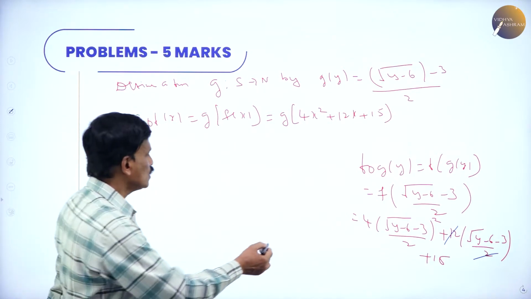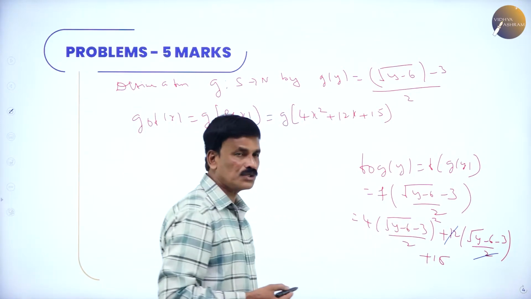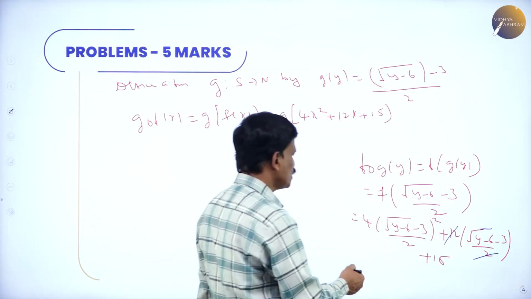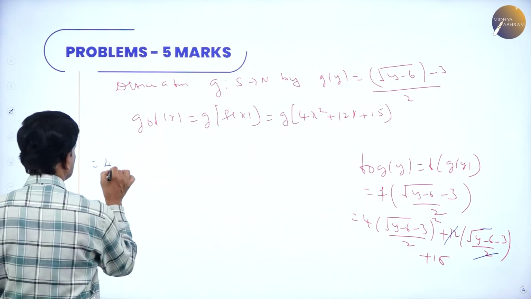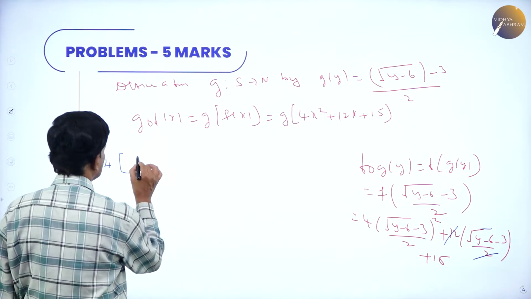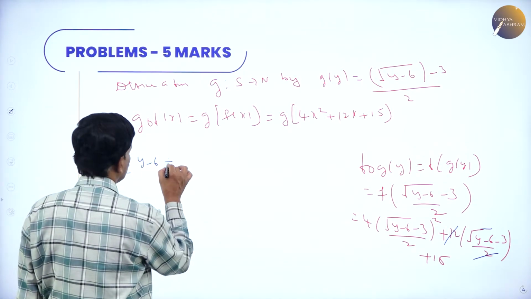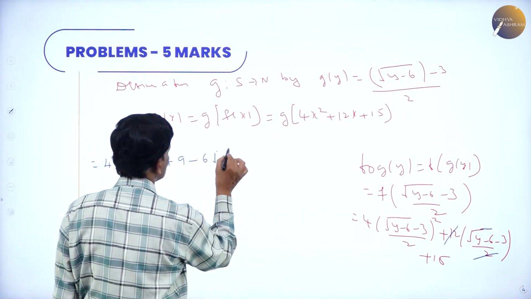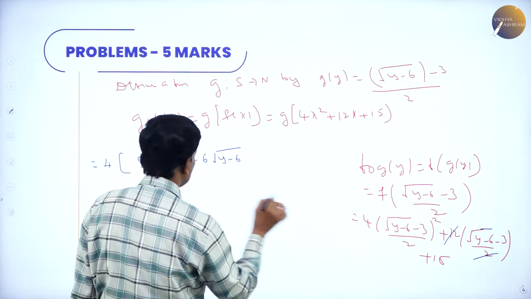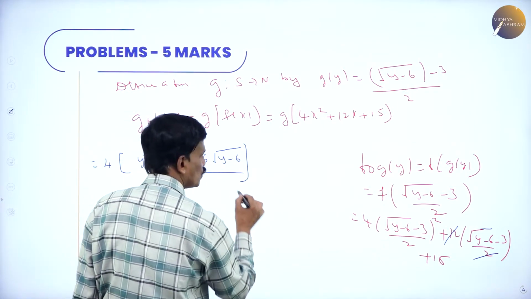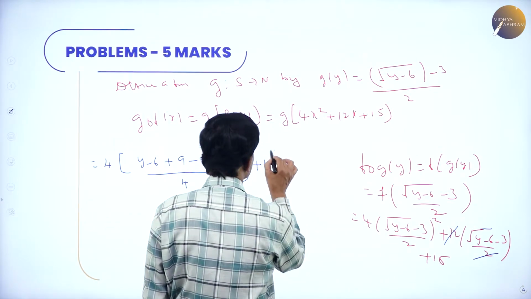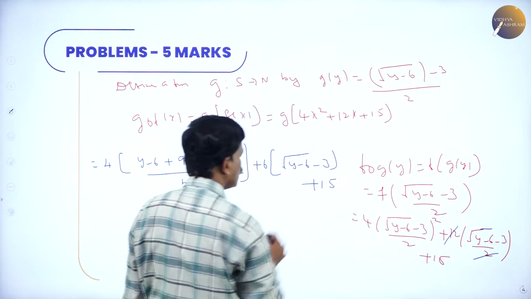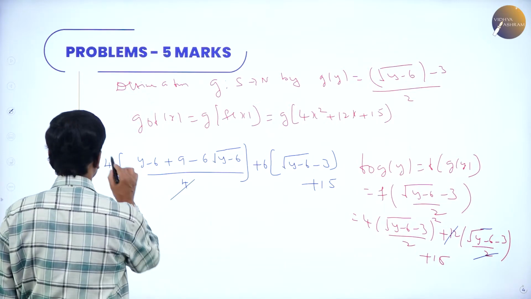Now let me simplify this. So 4 into ((root of y minus 6 minus 3) by 2) whole square plus 12 into this, the 2 gets cancelled. So simplify this. What is the answer we are going to get? I will simplify it. 4 into square root gets cancelled: y minus 6, a square plus b square, 3 square is 9, minus 2ab, 2 into 3 is 6, into root of y minus 6, divided by 2 square, which is 4, plus this 2 6 gets cancelled: 6 into root of y minus 6 minus 3, plus 15. Simplify this. So here 4 and 4 get cancelled.